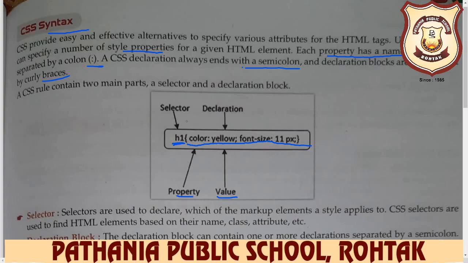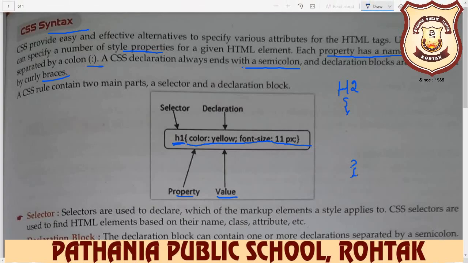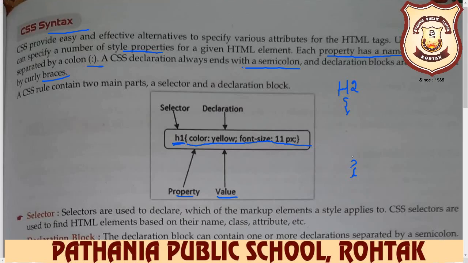And after that, we use the colon sign. So learn one point here. First you write H1, H2, anything. After that you use the blocks. You write these like blocks; these are your curly braces and these curly braces we call blocks. And after that you write the name of the property here.